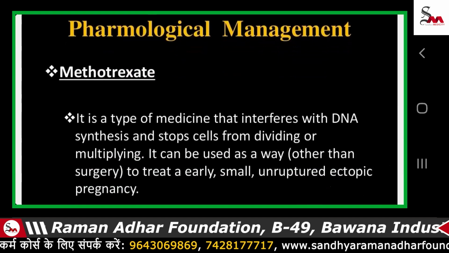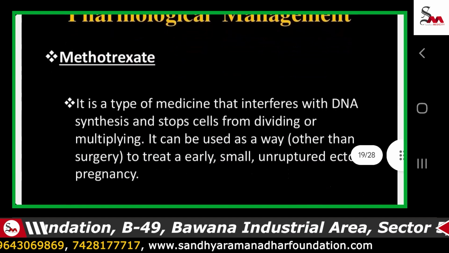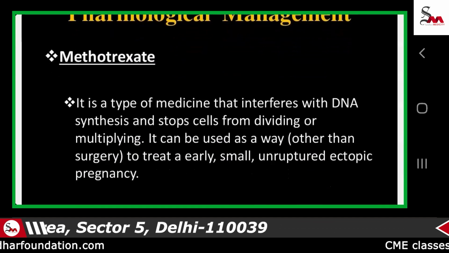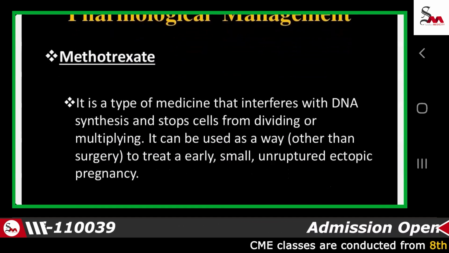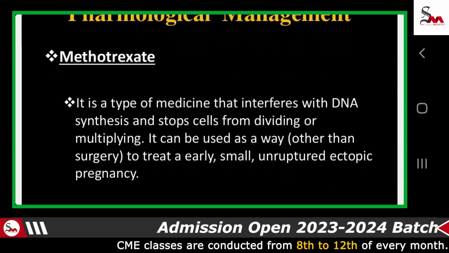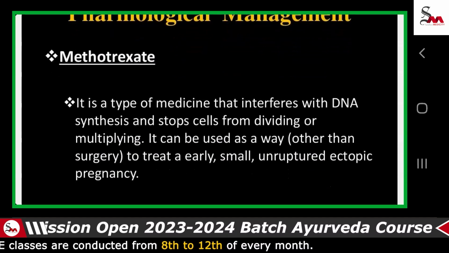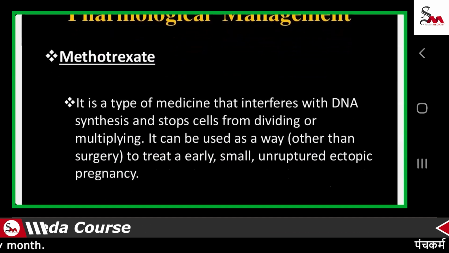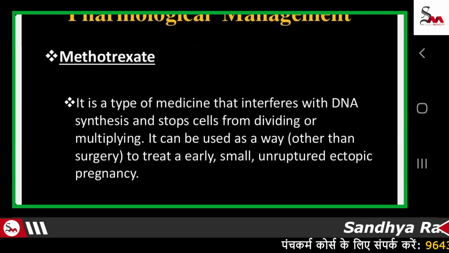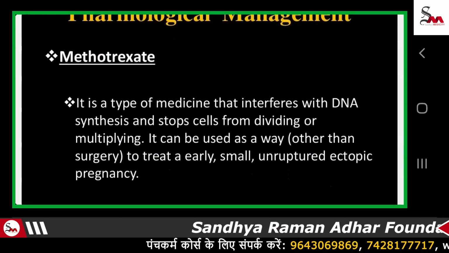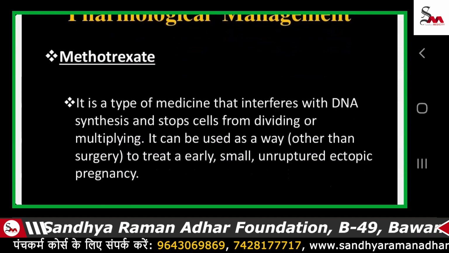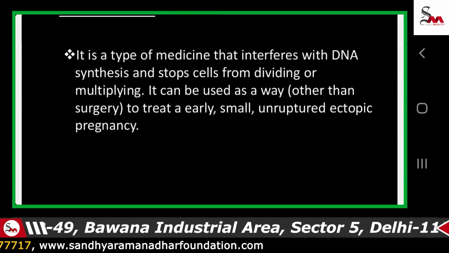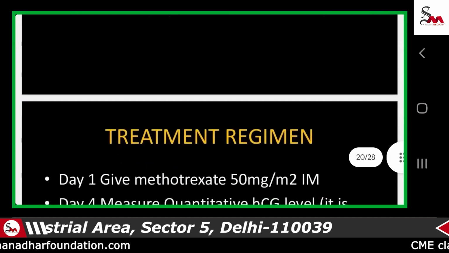Methotrexate. It is a type of medicine that interferes with DNA synthesis and stops the cell from dividing or multiplying. It can be used as a way other than surgery to treat an early, small, unruptured ectopic pregnancy. So as methotrexate stops the division of the cells, if we diagnose the ectopic pregnancy early, then we give it and it stops the growing fetus and also stops further complications. And what is the treatment regime?